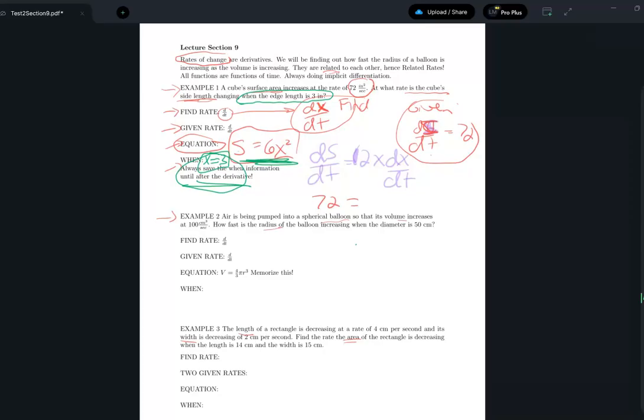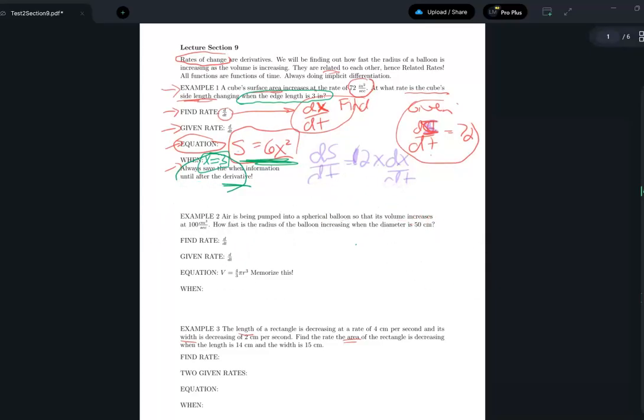I'm going to plug my when information in here, so I have 12 times 3 times dx over dt. This gives me 72 divided by 36 is dx over dt. The signs should make sense. If the surface area is increasing, the side length should be increasing. A positive derivative means increasing. All right, let's move to the next one.